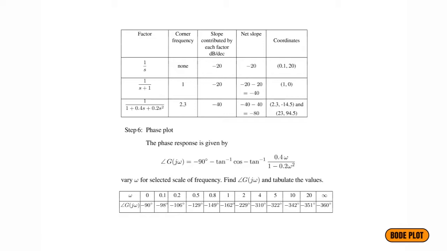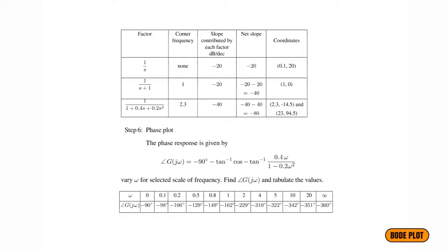Slope contributed by this, from minus infinity to plus infinity, is minus 20. After the corner frequency of 1, it contributes minus 20. After the corner frequency of 2.3, it contributes minus 40. Therefore, the net slope is here minus 20, here minus 40, here minus 80. We have to find the coordinates.